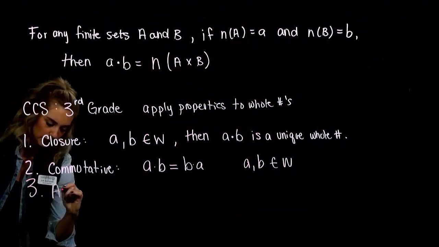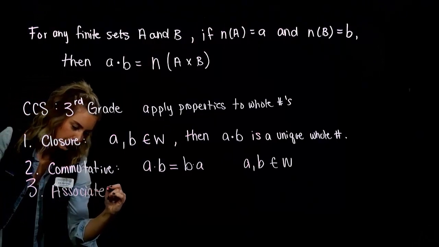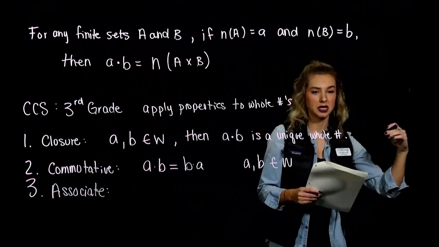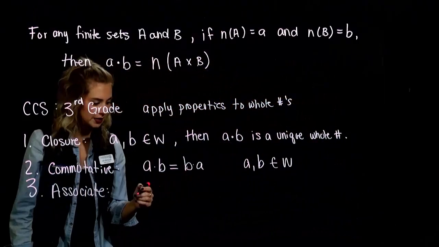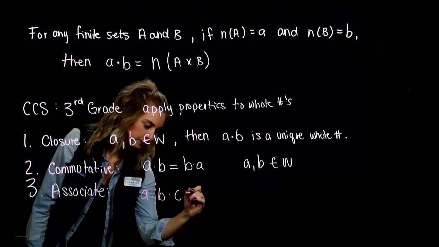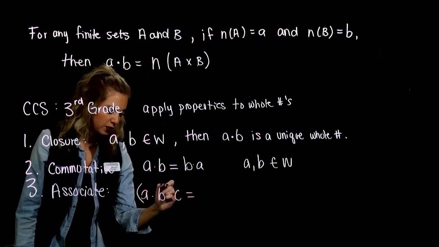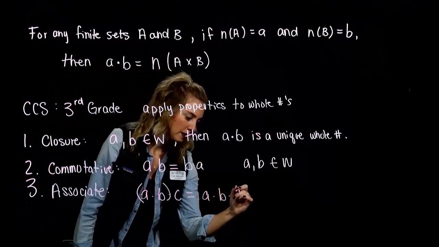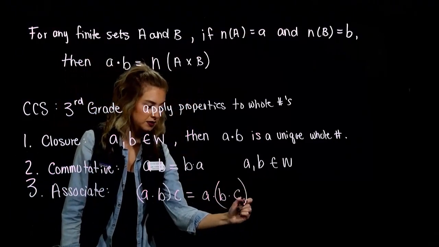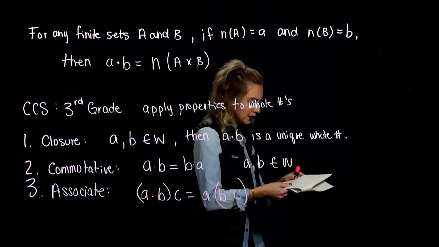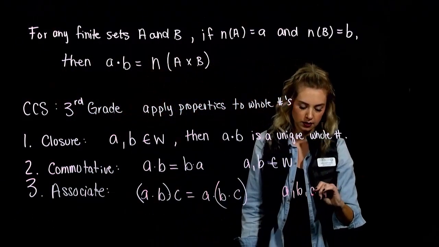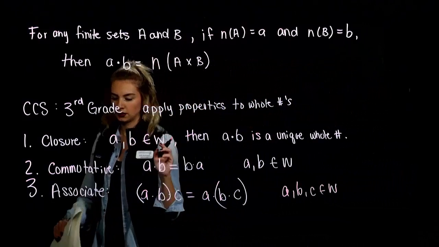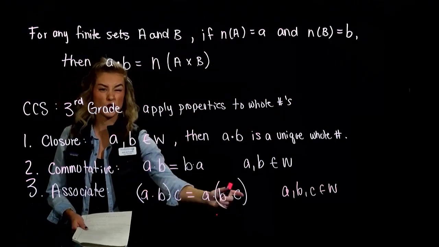Next, associative. The associative law, what does that allow us to do? Associate things together, meaning grouping. So if I have three whole numbers and they're being multiplied, the grouping should not matter. If I compute A times B first, and then multiply by C, it should be the same as if I do B times C, and then multiply by A. We should get the same result, again, if all of those values come from the set of whole numbers. Associative means we can regroup.